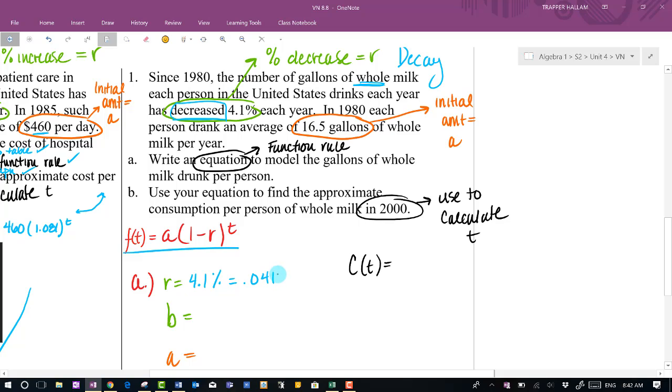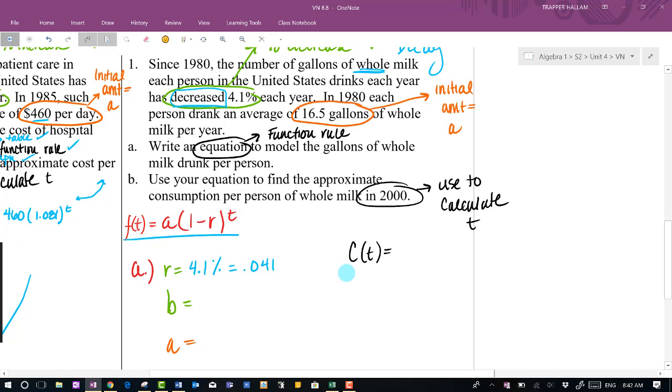0.041 as a decimal. Okay, so in 1980, each person drank an average of 16.5 gallons of whole milk per year. Okay, sounds like a lot, but that is an initial amount, so that's my a value. So I'm going to write that down as 16.5 gallons per year is what that represents for my unit. It says A, just like the last one, write an equation. We're going to go with the function rule again for the gallons of whole milk drunk per person. And then B, use your equation to approximate the consumption per person of whole milk in the year 2000.